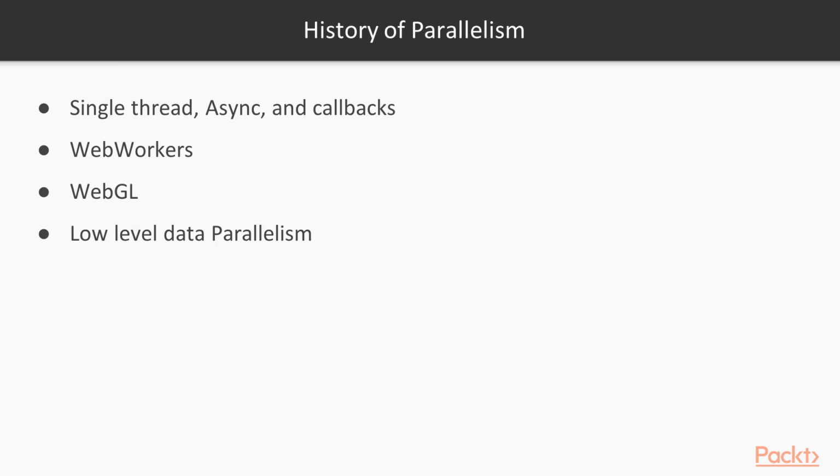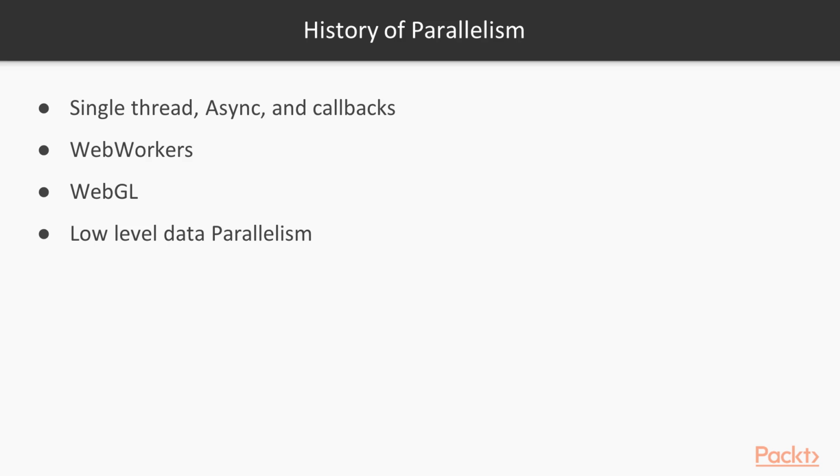When it comes to the history of parallelism, it all started with a single-threaded application. JavaScript was initially executed in a single thread, and later the concept of asynchronous programming was brought into it, where the tasks were run in separate threads and later used callbacks. Then came web workers, which actually brought task parallelism to JavaScript.